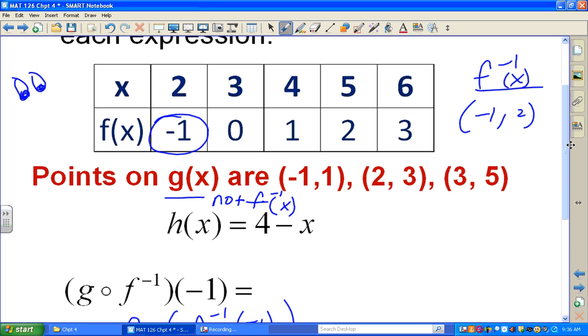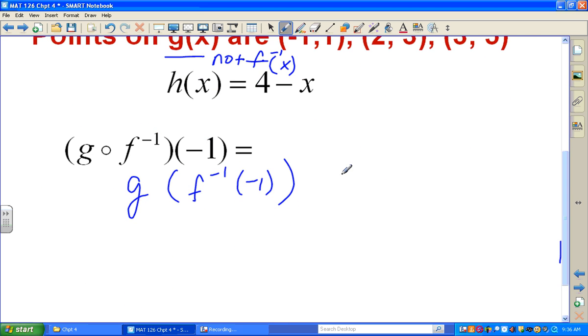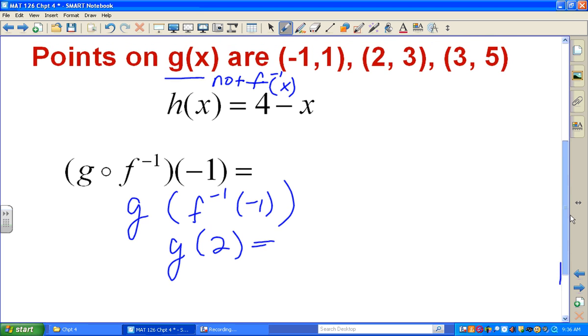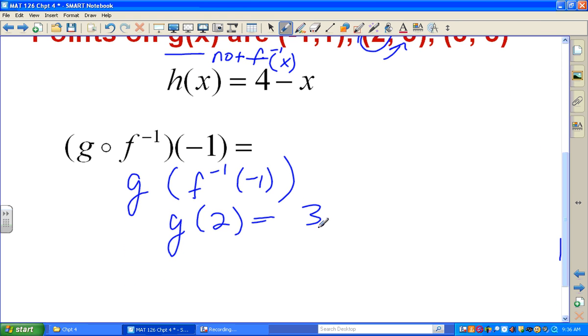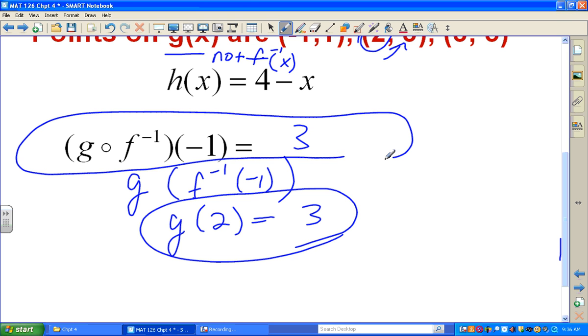I think so. So, what is the g value of 2 going to be? Yeah, it's going to equal 3. You're looking right here at 2, and it's going to equal 3. So the whole thing equals 3. Those are fun. Those are exciting.